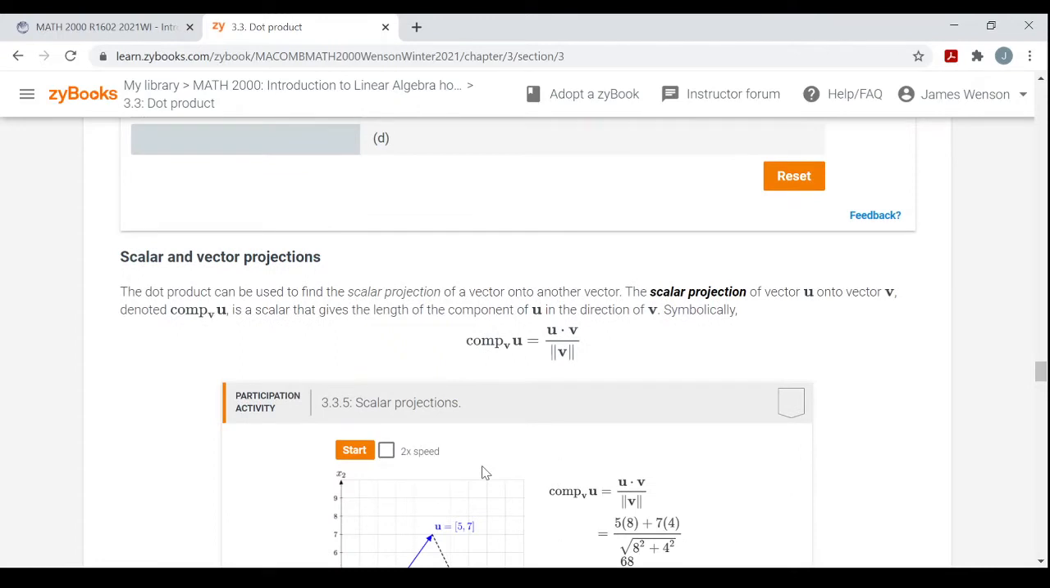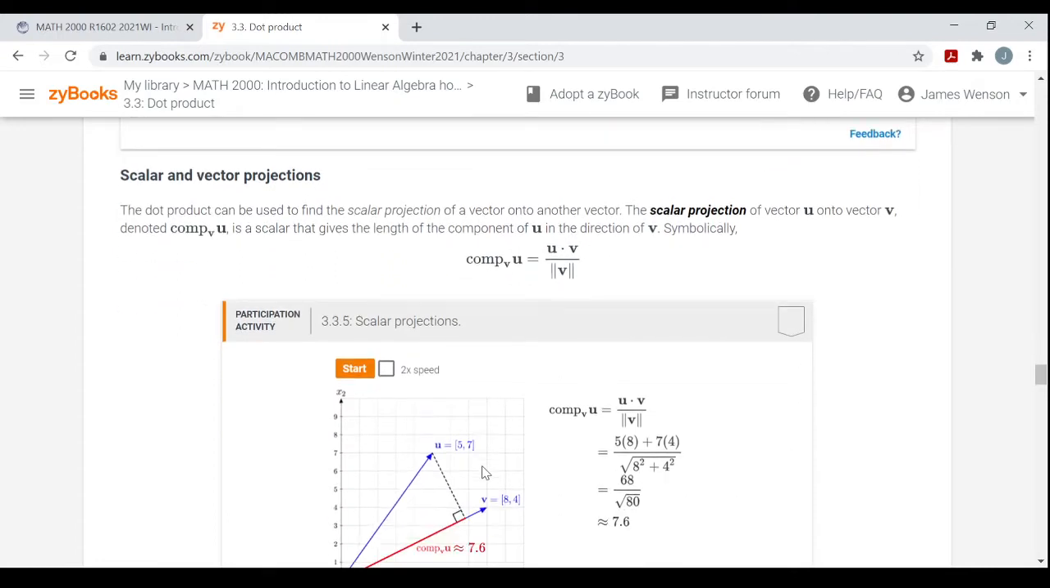All right, so now the last part of this section is on things called projections. We're going to be projecting one vector onto a line containing another vector. All right, so for the projections, there's a scalar projection and a vector projection, but they're both related to the same kind of picture, and I'll draw you a picture in a second. So the dot product can be used to find the scalar projection of a vector onto another vector.